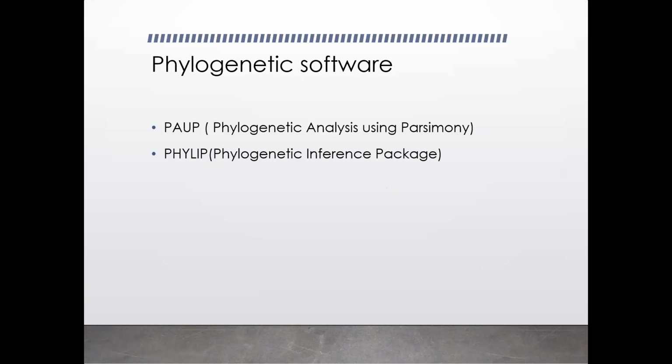Coming to the phylogenetic software available, definitely as we discussed, Clustal Omega, Clustal X is one program which is used for phylogenetic analysis. In addition, we also have PAUP, phylogenetic analysis using parsimony, where the maximum parsimony method is used in this algorithm. This is the software used for phylogenetic analysis. Similarly, we also have PHYLIP. This PHYLIP is the phylogenetic inference package. This is another software which is used for phylogenetic analysis. So these are the important software used for phylogenetic tree building.